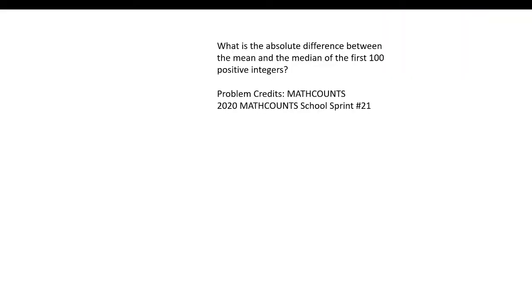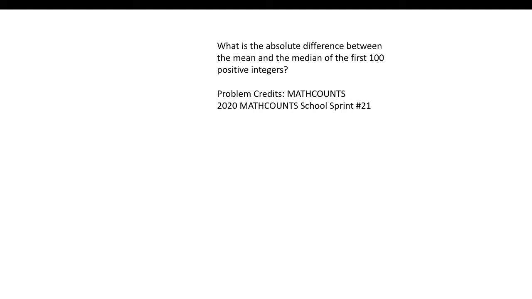In this MathCounts preparation lesson, we're going to be focusing on problems where you have to use some intuition if you don't know what you're being asked for, and also recognizing a smaller problem. We're looking for the absolute difference between the mean and the median of the first 100 positive integers. This problem comes from the 2020 MathCounts School Sprint Round.